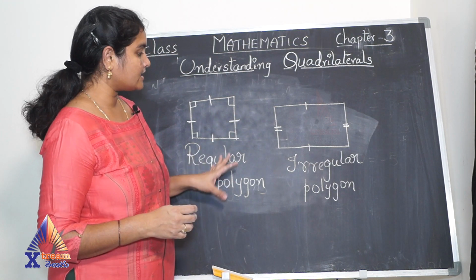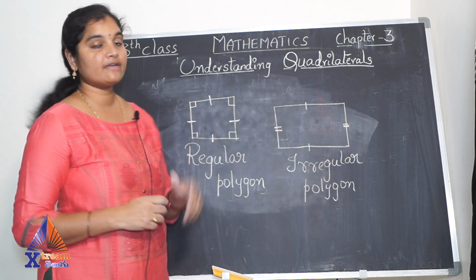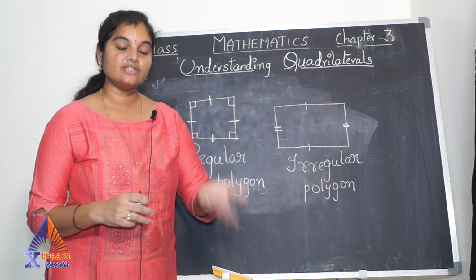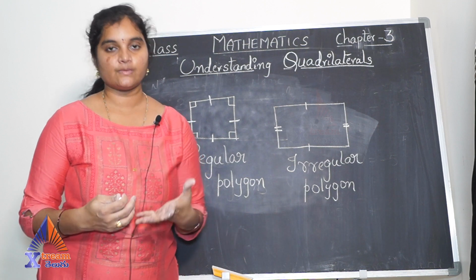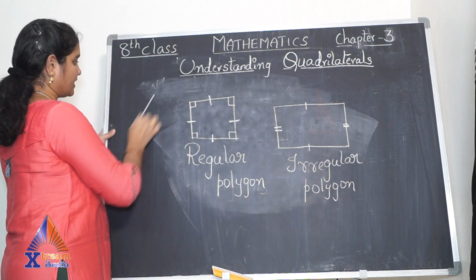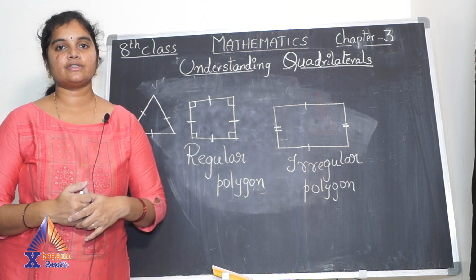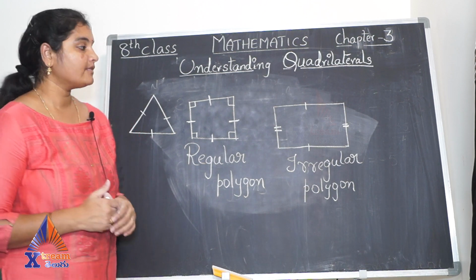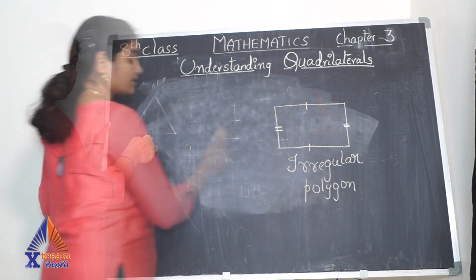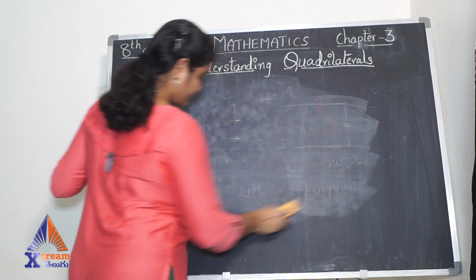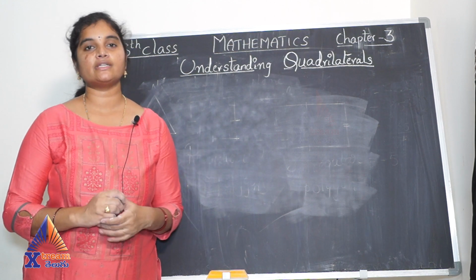Okay, so these are regular and irregular polygons, which also apply to quadrilaterals, because the examples we have taken are quadrilaterals. Like that, in triangles, do we have a regular polygon? Yes, we do. We call it an equilateral triangle, where all three sides of the triangle are equal. So if triangles can have a regular polygon too, then there is one point common for triangles and quadrilaterals.